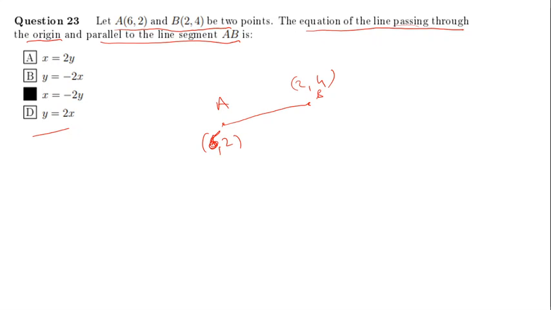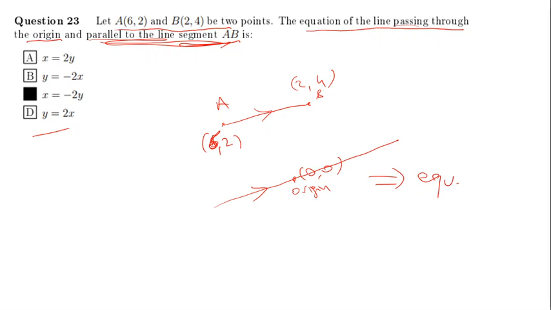Now the equation of the line passing through the origin, so there's the origin here. The origin means 0, 0. So there's a line passing through here, and it's parallel to the line segment AB. So here is the story. So it's asking the equation of this. What's the equation? Now how can you write it?